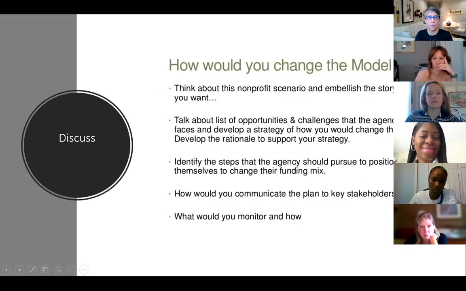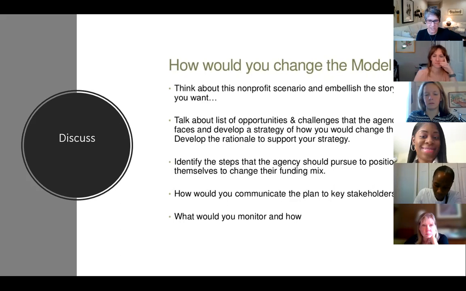So here's what we're charged to do. Let's think about this nonprofit scenario. We could add more to the story if we want. Let's talk about a list of opportunities and challenges that the agency faces and develop a strategy of how we would change that pie, the 74%, 6%, 4%, 16%, and develop a rationale to support that strategy.